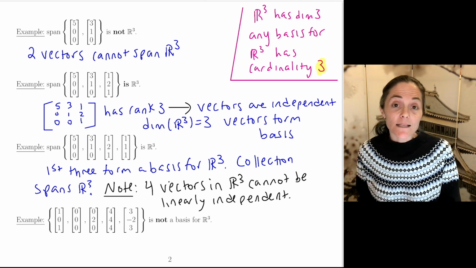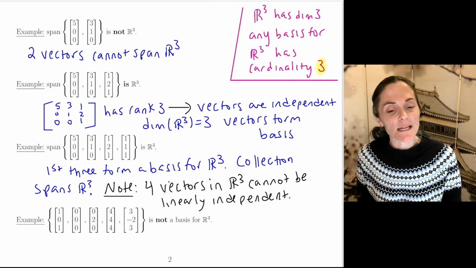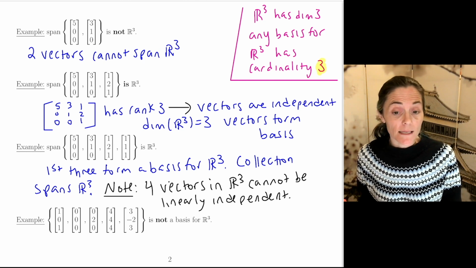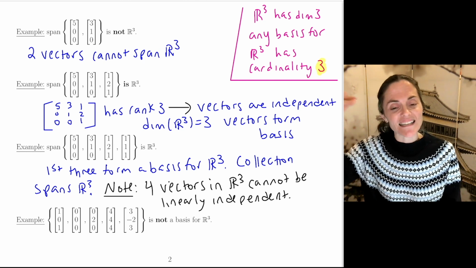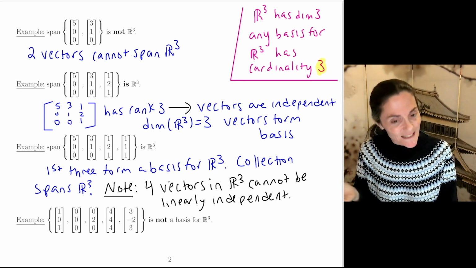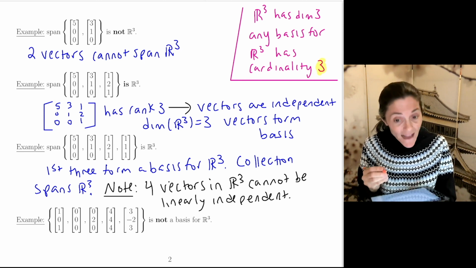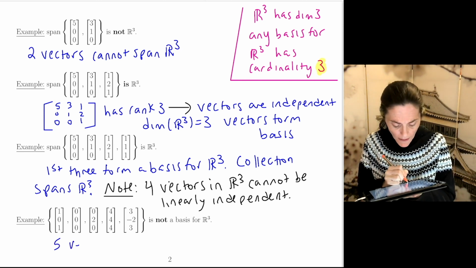Now, this next one, you might recognize these vectors. We saw them on a worksheet. I'm claiming this is not a basis for R3, and it very much is not. Well, the quickest reason to see that is similar to the one above. We can just say the reason this is not a basis is that 5 vectors in R3 cannot be linearly independent.